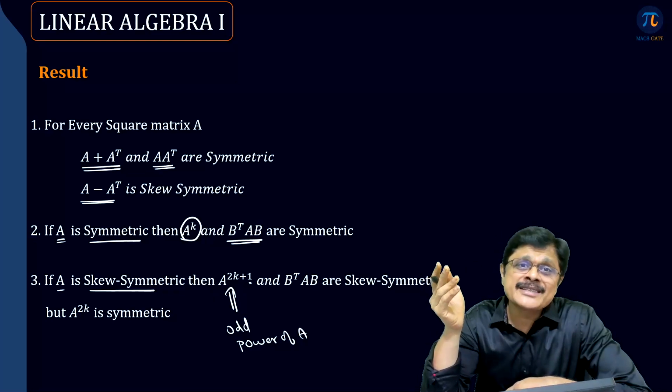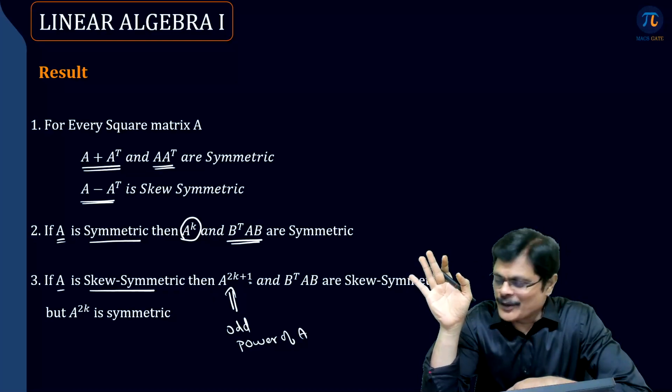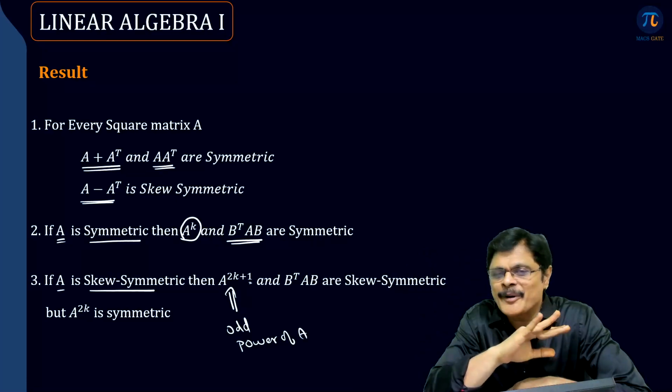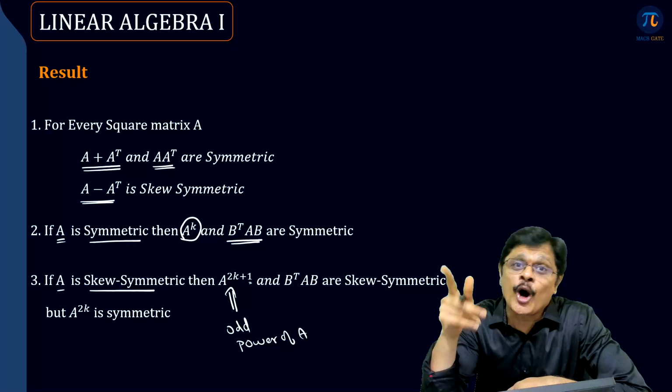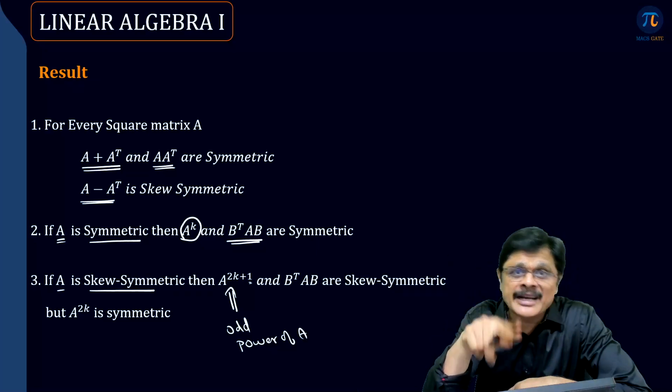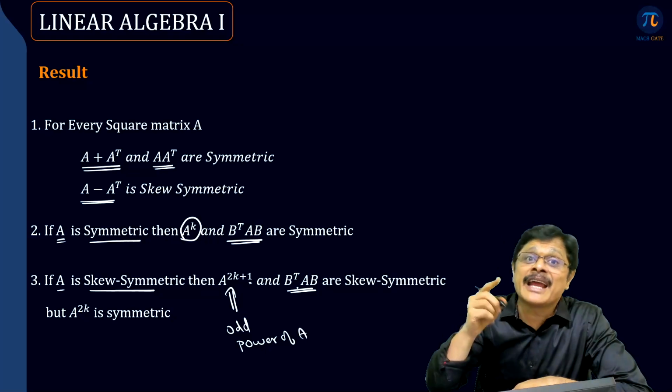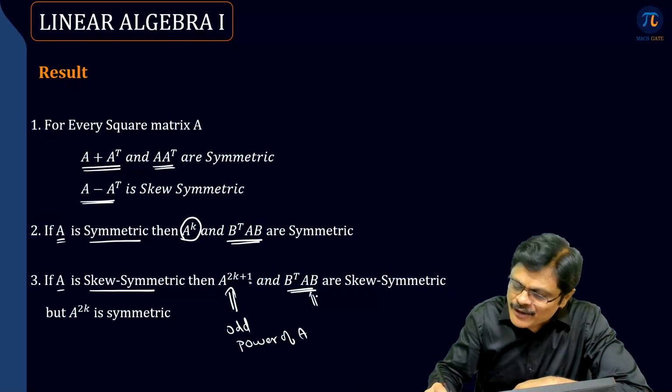So, for any skew symmetric matrix, any odd power of it is also skew symmetric. Even power of it is nothing. You can't say anything, so don't say even power is symmetric. No, even power is nothing. But odd power of any skew symmetric matrix is skew symmetric. And B transpose AB becomes skew symmetric when A is skew symmetric. It depends on the value of A.